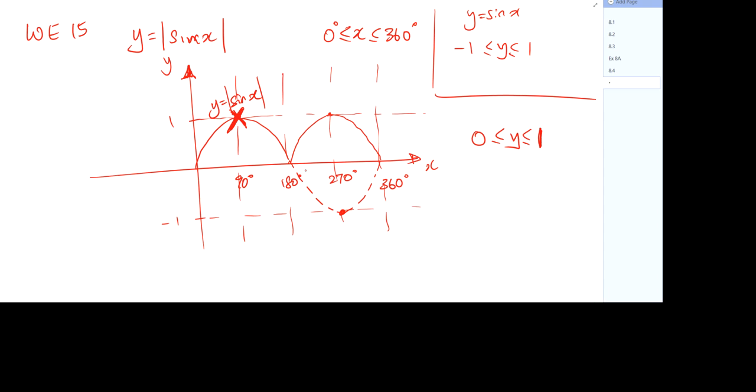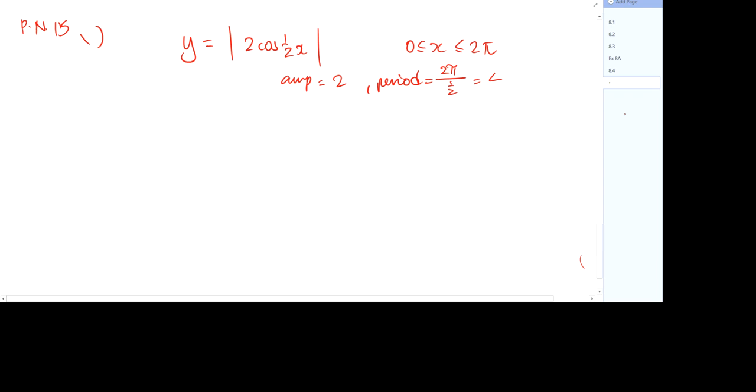Question 2. Question 1 too simple already. Let's do question 2. Okay, so we are supposed to do y equals modulus 2 cosine half x for 0, that's the minimum value, x up to 2 pi. So same sequence. What is the amplitude? 2. Period equals 2 pi divided by half, which is 4 pi.